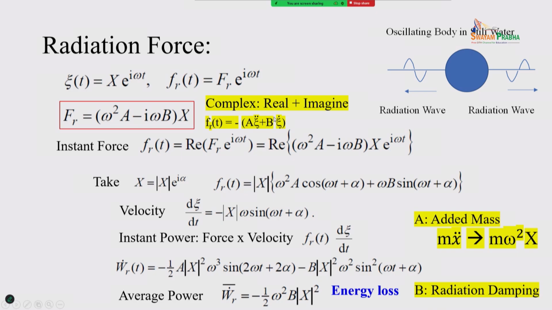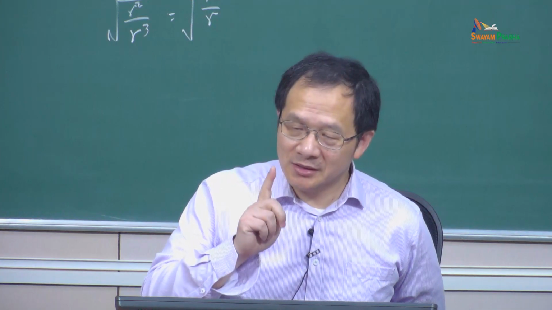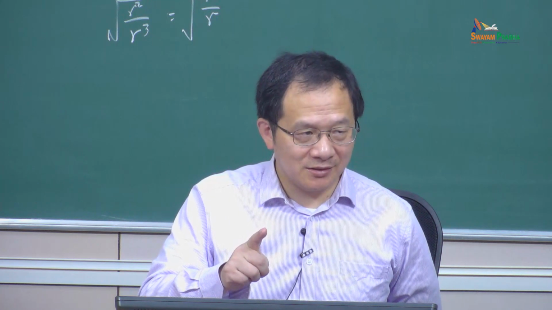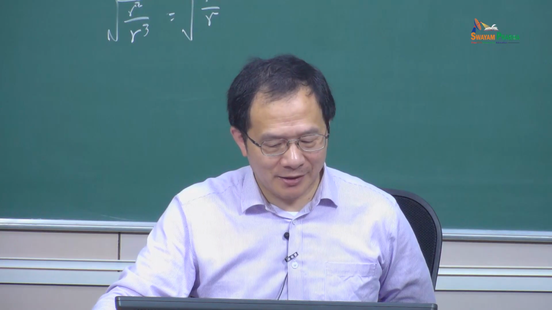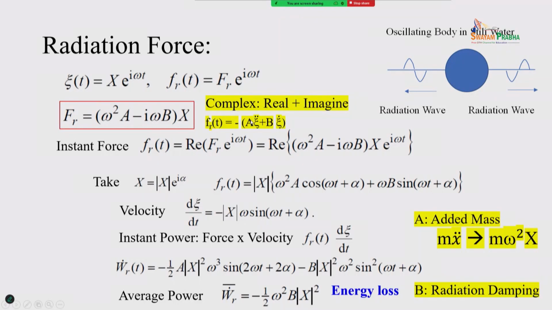I will come back to this again. I wrote this equation just for you to understand, but we shouldn't write it this way. Why? I mentioned to you that added mass can be frequency dependent. So A doesn't need to be a constant, and you may ask, what kind of number do I put there?